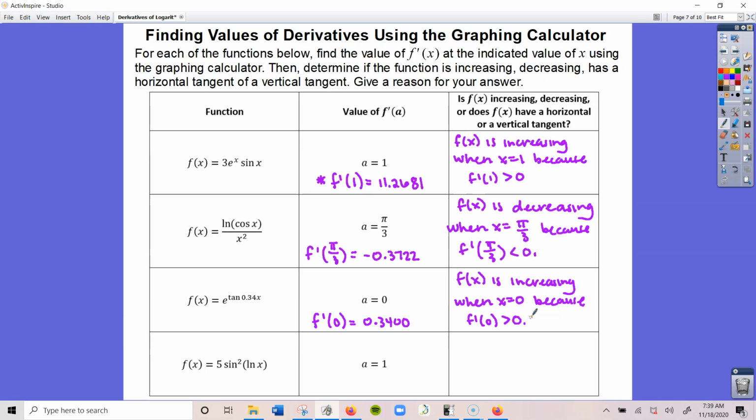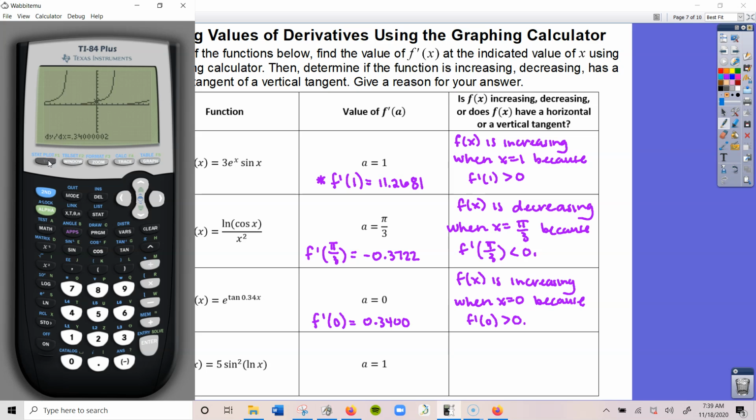Now let's try the last one here. We have 5 sine squared of ln of x. Now this is important when you're putting it into the calculator. I have this 5. Now remember, sine squared means that the whole thing is squared. So I'm going to open a parentheses, and I'm going to put that exponent at the very end because the calculator automatically, when you press sine, it's just sine. It's not sine squared. There's no way of really inserting that squared just like that. So we have to do it at the end.